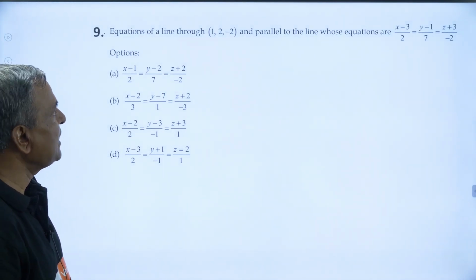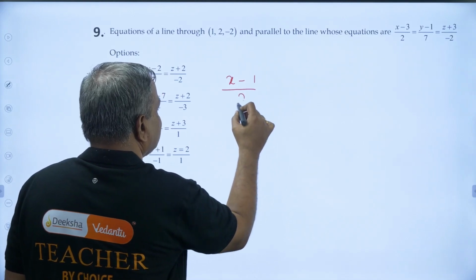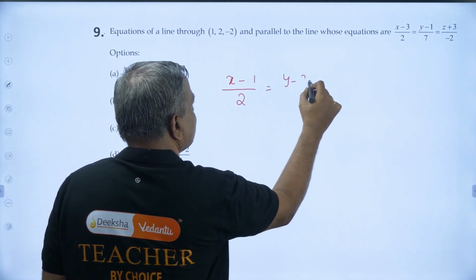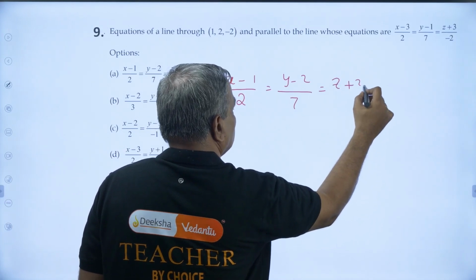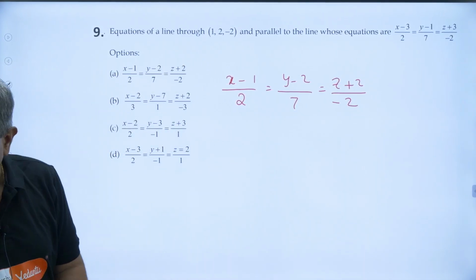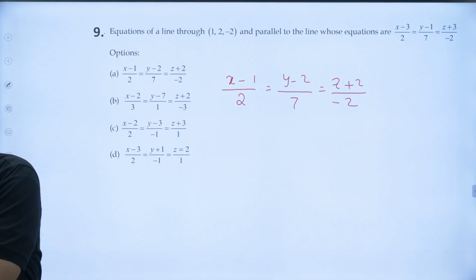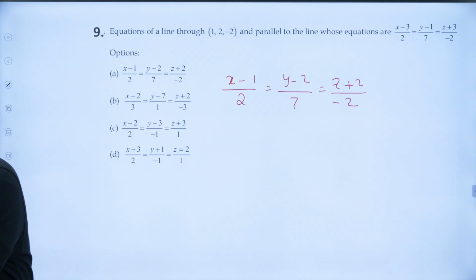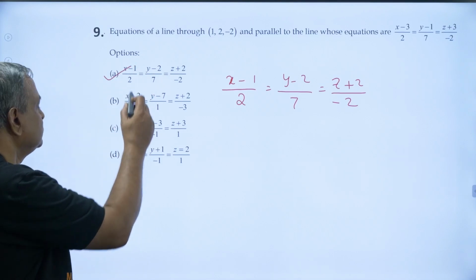Equation of a line through this point, parallel. So what happens? (x minus 1) by the same direction ratios is equal to (y minus 2) by 7 and (z plus 2) by minus 2. Check which option is coming. Option C must come, correct? This is the next question. You can easily identify which option will come. Option A is correct. Check option A, x minus 1 by 2.